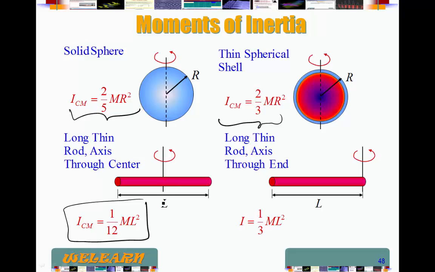What if we rotate it about the end? Like when the gentleman from Louisiana was trying to balance a stick. Then the moment of inertia, because I have more mass further away from the axis, is going to be higher. And it's 1/3 of ml squared as opposed to 1/12 of ml squared here.